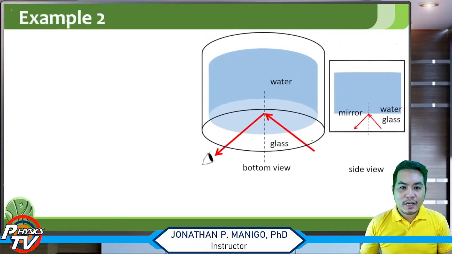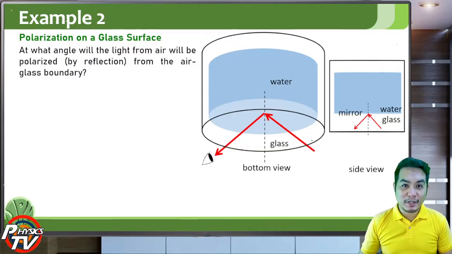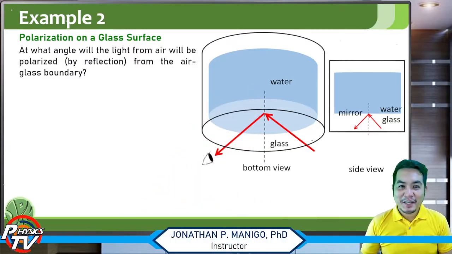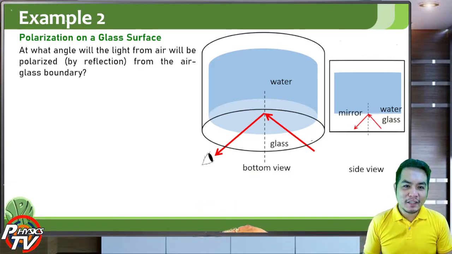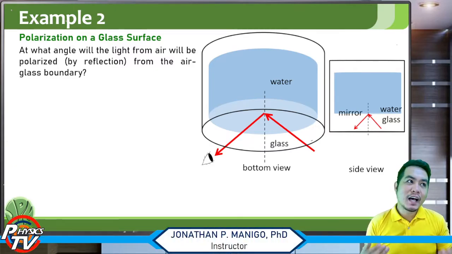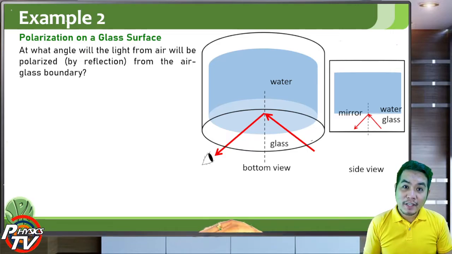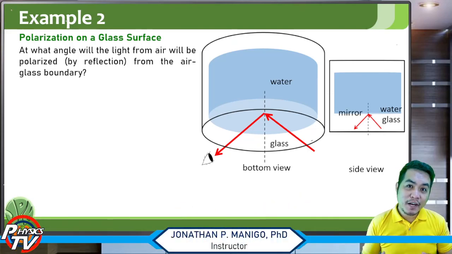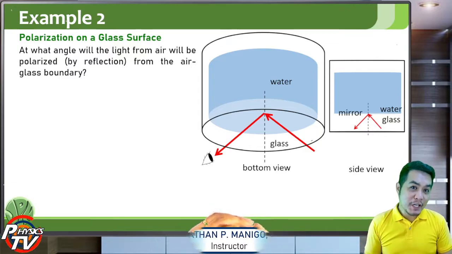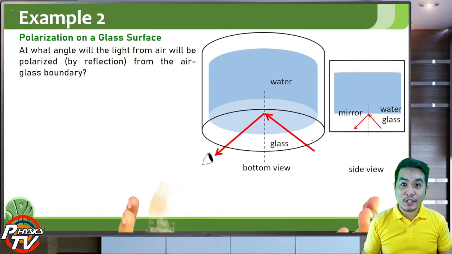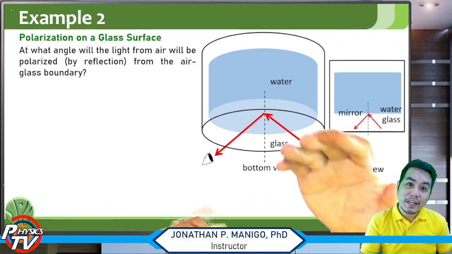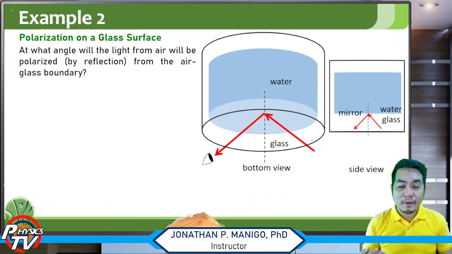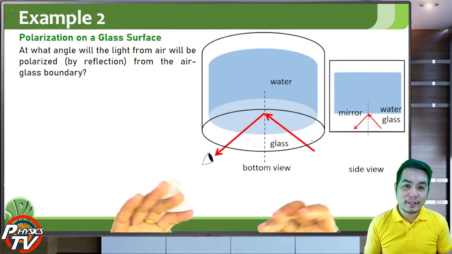Okay, so let's have another example. This is now polarization. We use the same example, but now polarization by reflection. At what angle will light from the air be polarized by reflection from the air-glass boundary? By the way, unlike TIR, total internal reflection, which requires that light must be traveling from a medium of higher index of refraction to a lower index of refraction, for polarization there are no restrictions like that. It can travel from a lower to a higher index of refraction, or from higher to lower, and the reverse.